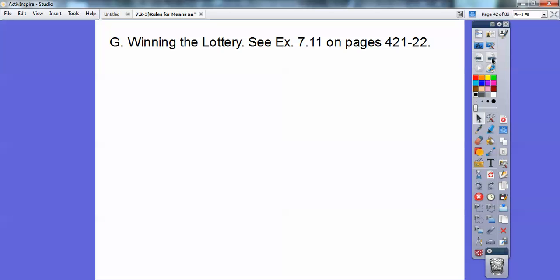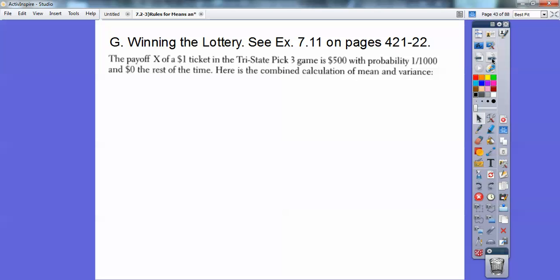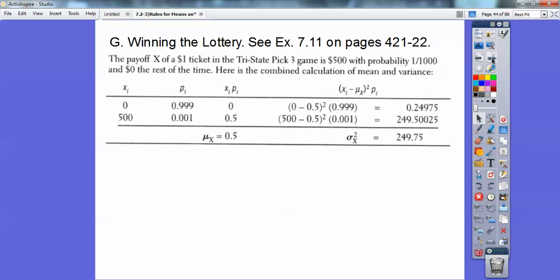All right, let's do a few examples here. Here's section G, winning the lottery. This is example 7.11 on pages 421 and 422, and we're doing the Tri-State Pick 3. The payoff X of a $1 ticket in the Tri-State Pick 3 game is $500 with probability 1/1000, and 0 the rest of the time. So here's the combined calculation of the mean and the variance, okay?